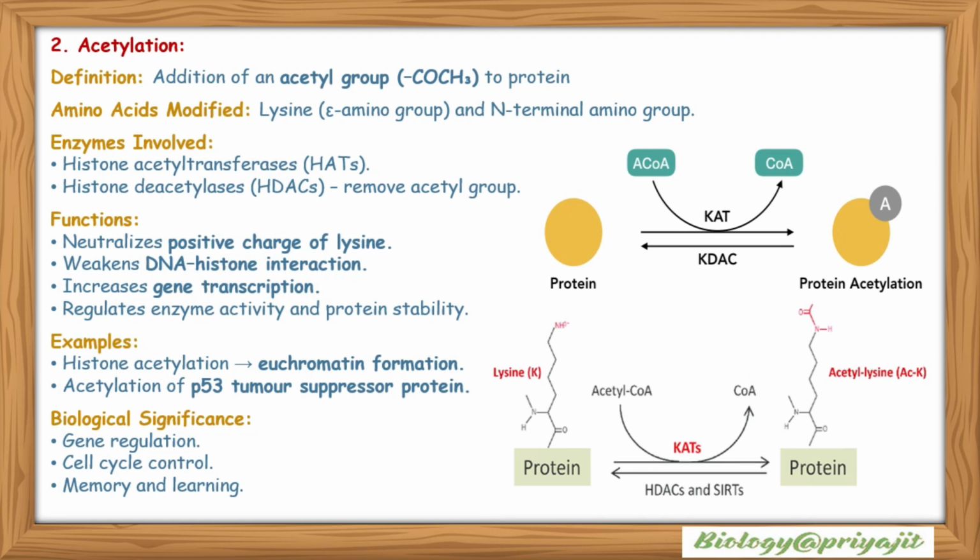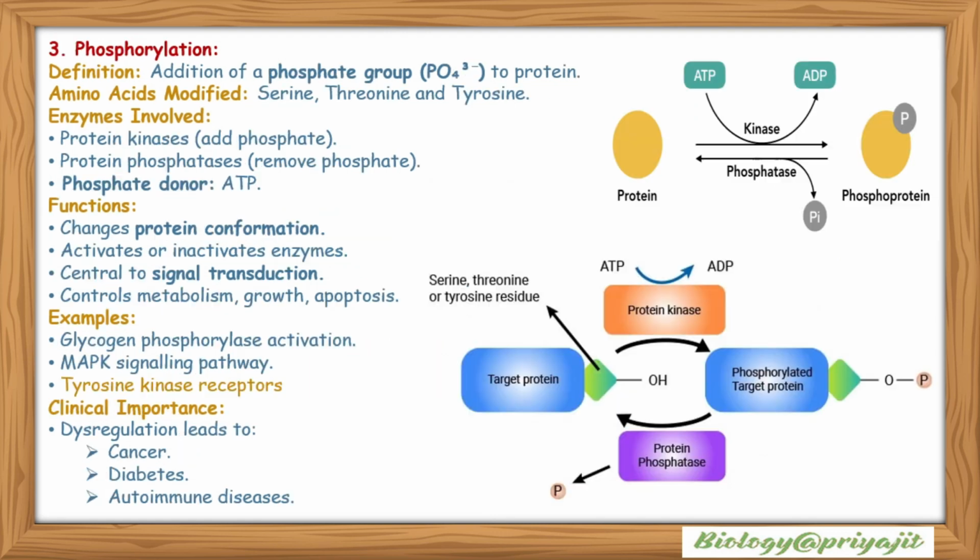So why is it stated that the acetylation process weakens DNA-histone interaction? Because we know that DNA is negatively charged and histone is a positively charged protein which contains positively charged amino acids. So if a negatively charged acetyl group is attached to the positively charged histone protein, then the protein will be converted into negatively charged, and then it will repel the negatively charged DNA molecule. So the DNA-histone interaction will be weakened. Now we have to know the biological significance of protein acetylation, that is it regulates gene regulation, cell cycle control, memory, and the learning process.